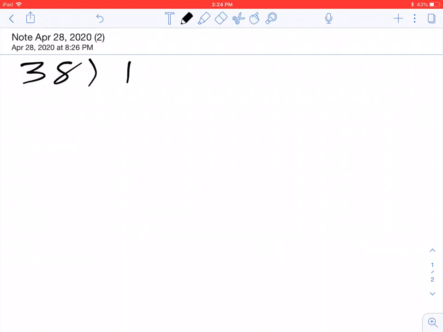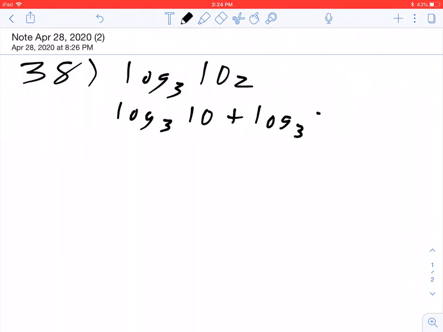38 is log base 3 of 10z. The property that we're going to use here is the product property because we have a product, 10 times z. The product property tells us that we can split this into two logs and add them together. So you end up with log base 3 of 10 plus log base 3 of z. Notice that when we split it, the base of the log goes with both of the split logs.